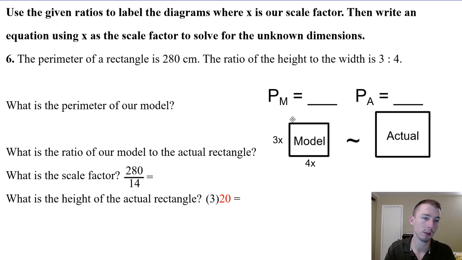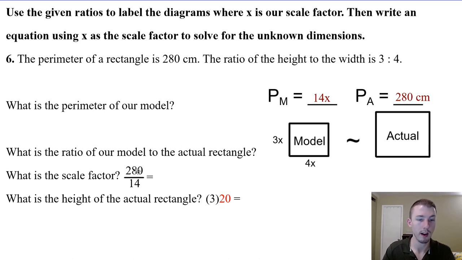So in this one, they told us the perimeter of the actual one was 280 centimeters. So what we want to do is find the perimeter of our model first. So that's 3x and 4x, and if we're doing the whole perimeter, that's going to be the same on both sides. So it would be 14x, right? So we're going from 14x to 280. So then the next question is, what's our ratio? So the ratio is going to be from 14 to 280, which if we reduce that down, is a ratio of 1 to 20.